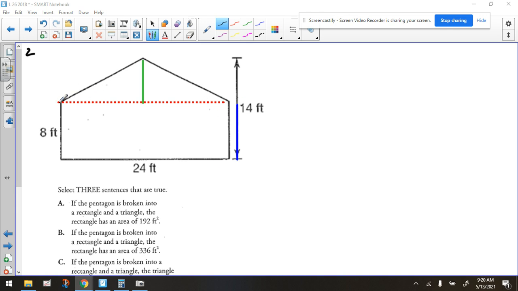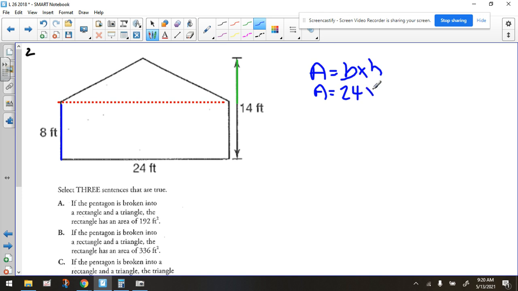So if we break this up into a rectangle and a triangle, and let me move a couple of these elsewhere so that we understand a few things about what they're showing you here in the diagram. The easy part would be to find the area of this bottom rectangle, because all we really need is the base and the height. Area equals base times height. And in this case, the base is 24 and the height is 8.